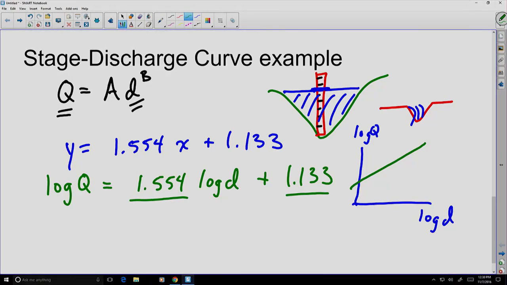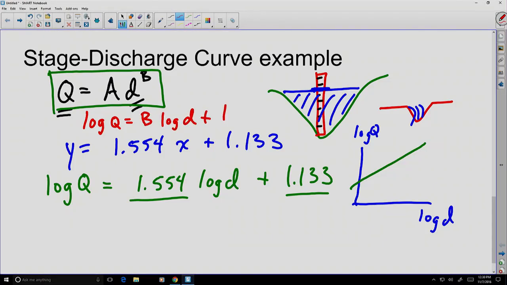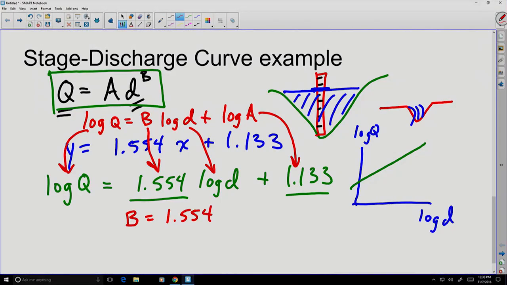Well, if we recall that relationship, if we take this stage discharge relationship and we take the logarithm of both sides, we get a relationship that looks like logarithm of q is equal to b times the logarithm of d plus the logarithm of a. Well, we have the logarithm of q, we have the logarithm of d in the equation, but here are the two pieces of information that are useful now. We have a value for b, an exponent, and we have a value for the logarithm of a. So we're recognizing here that b is equal to 1.554, and that is an exponent. It doesn't have any units, okay?